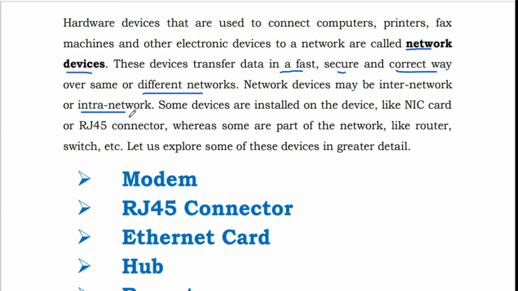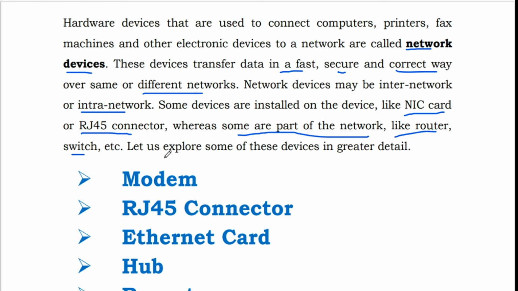Some devices are installed on the device itself. Inside a computer you find some devices which are already a part of it. They are called your NIC card, NIC standing for network interface card, or your RJ45 connector. The RJ45 connector is also one of the devices which allows you to receive and transfer information, whereas some are part of the network, like your routers, switches, hubs and other devices that we will be discussing in detail later.